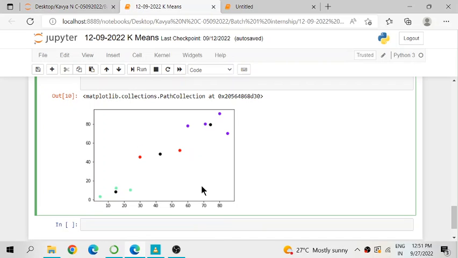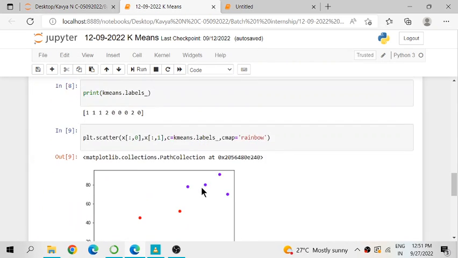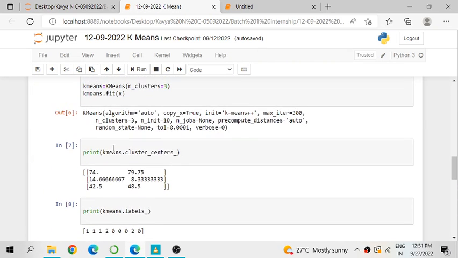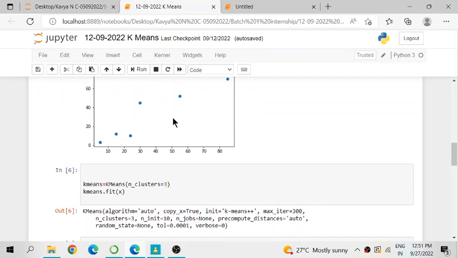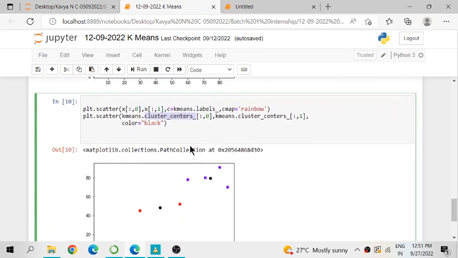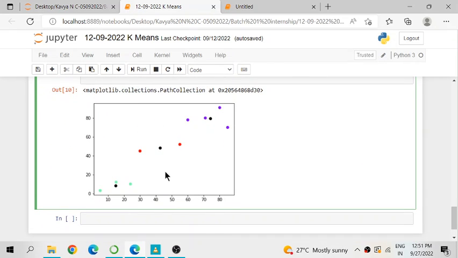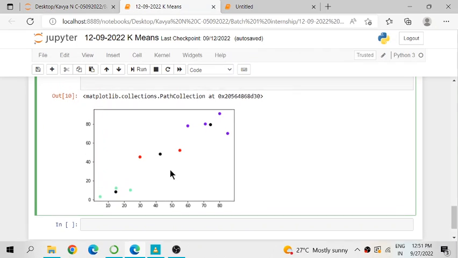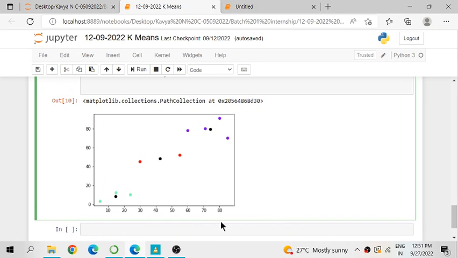Okay, so this is how k-means clustering is going to happen. We just give the data set to the k-means algorithm. We give n_clusters, that is how many clusters we want. After that we fit our data set to the k-means clustering model, and after that we get the results as grouped, different clusters. So this is how clustering can be implemented.